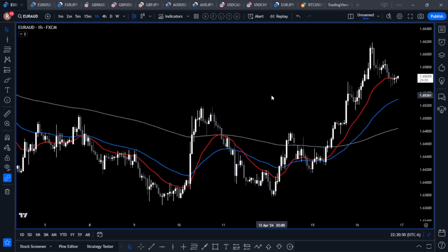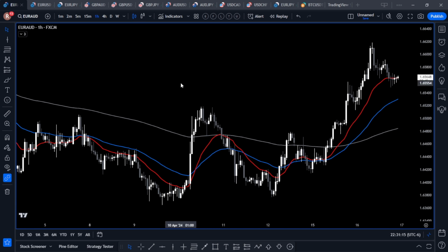Now, I've got some criteria. In order to start looking for a buy trade, I want the price to be above the 20 EMA, and I want the 20 EMA to be above the 50 EMA, and I want the price to be above the 200 EMA.